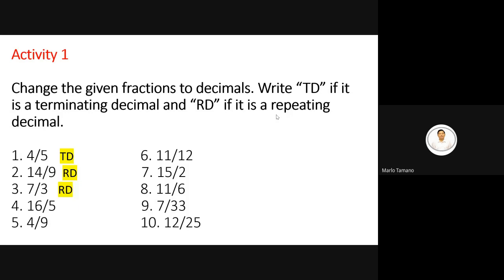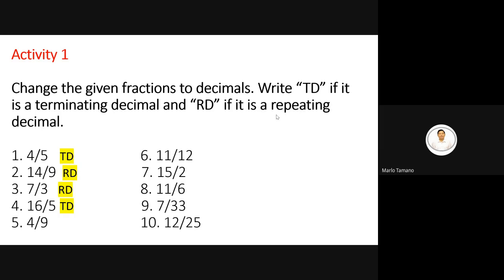So, let's see. Terminating decimal. Tama ba? Opo. Okay. So, kasi that is 16 divided by 5 is 3.2. And terminating po. Nag-end. Next number. Sino yung nag-recite ng number 4? Tokmo again. Okay, next.